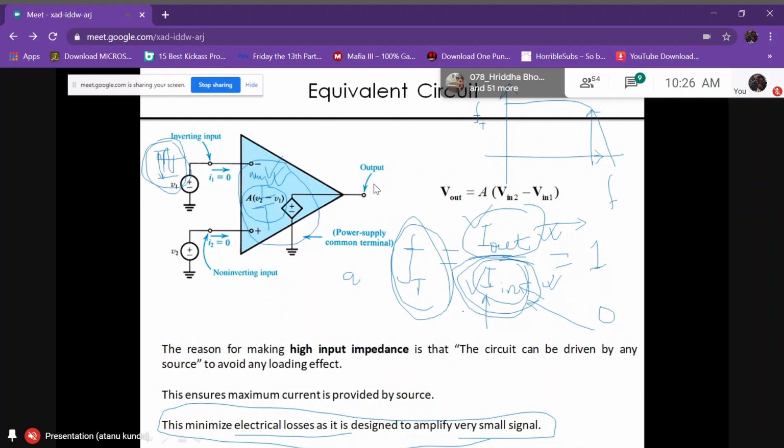Is that clear to you? So there are two reasons to make the input impedance high. One is that there will be no current flow, so that the small signal can be amplified and the current will not be consumed by the internal circuitry. And the second is that the cutoff frequency should be as high as possible. Is that okay?